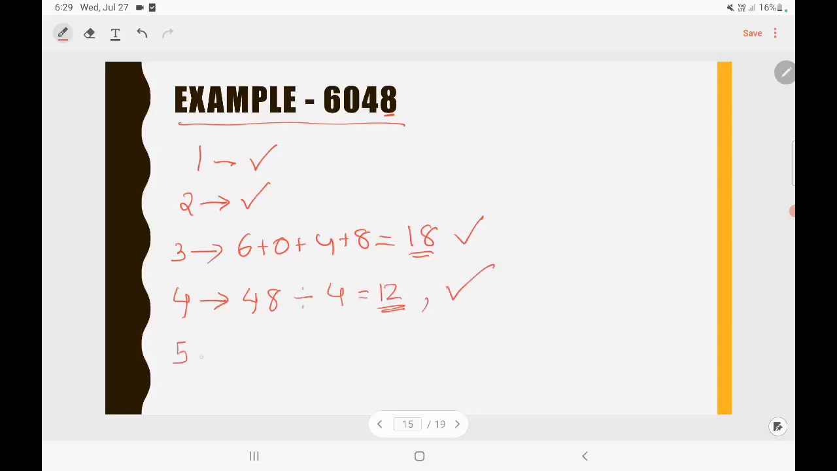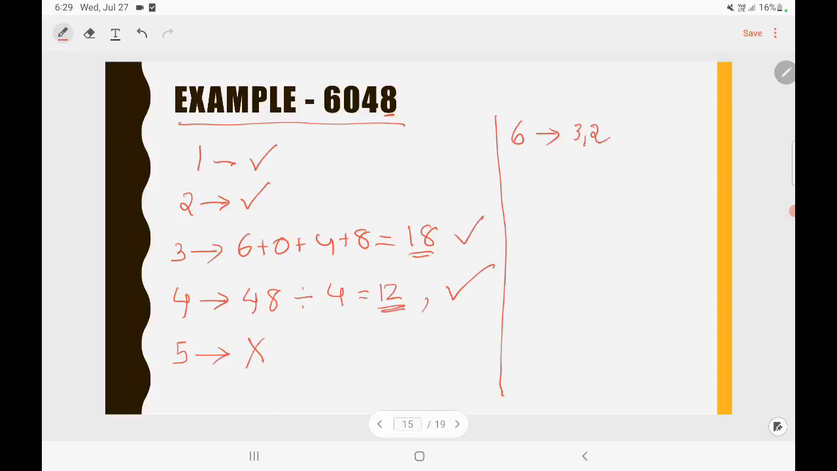Now we need to check whether 6048 is divisible by 5. Is 6048 divisible by 5? No. Why? Because last digit is 8. A number is divisible by 5 only if the last digit is 0 or 5. Right. Now we'll check 6. What is the divisibility rule for 6? If that number is divisible by both 3 and 2, then that number is divisible by 6.